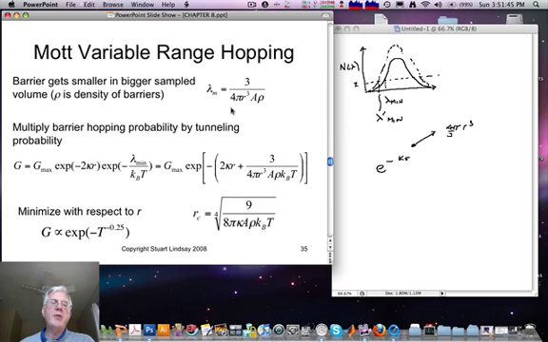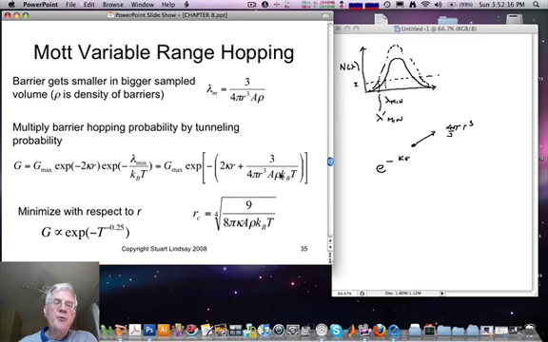If we write down the size of the minimum barrier as proportional to 1 over the volume sampled, or 1 over 4/3 pi r cubed, and we then take this and divide by kT and put it into an Arrhenius expression, knowing the Marcus theory we would do things a little differently from Mott, but let's take this way, multiply by this exponentially decaying probability of tunneling with r. So here is the expression that we need to maximize.